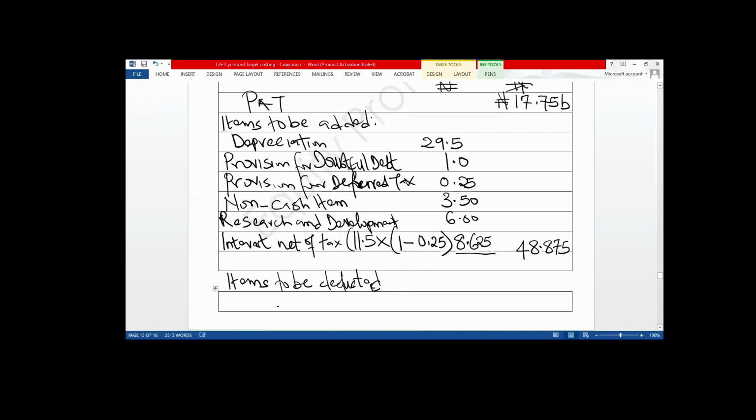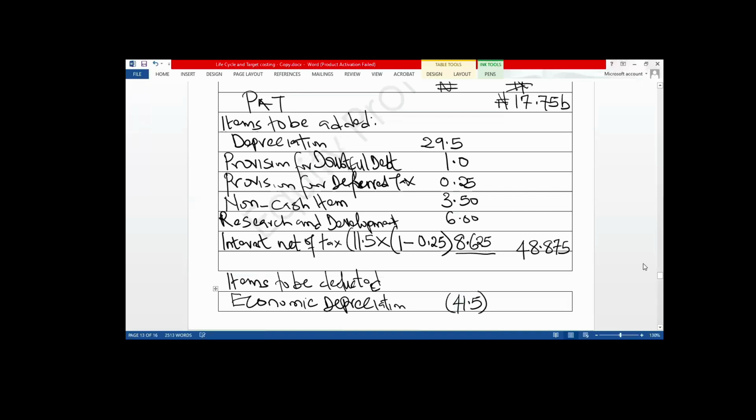Items to be deducted. Go and check. Do you have economic depreciation? Look at note number 2. Yes, we do. 41.5. This will be deducted.